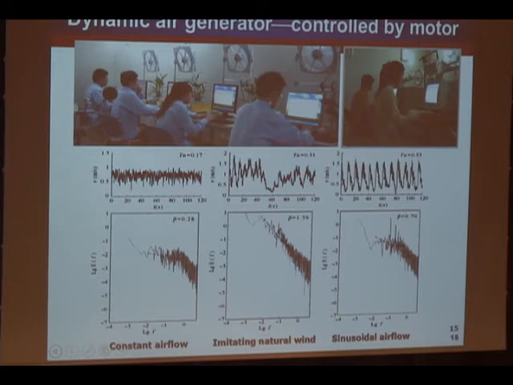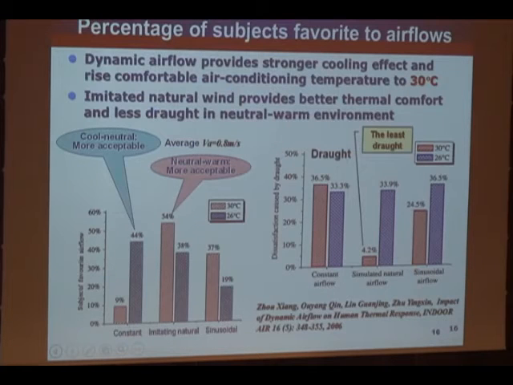it generates constant airflow like this, simulated natural wind like this, and sinusoidal airflow like this. We compared the three kinds of airflow from the generator. We found that in the experiment, the velocity is fixed, and the temperature is a high temperature and a neutral temperature. We found that in the neutral temperature, most people choose constant flow.